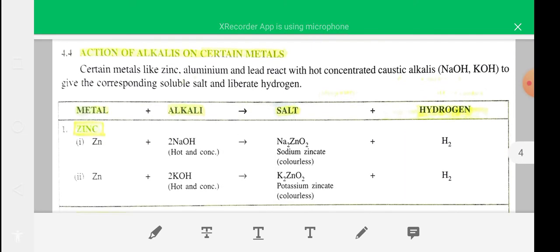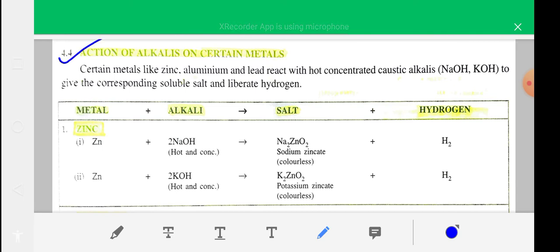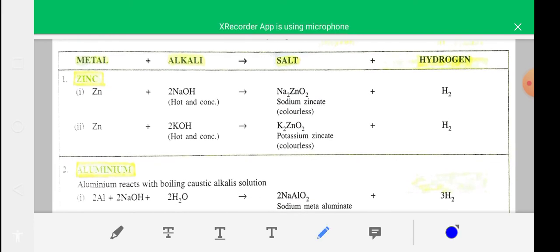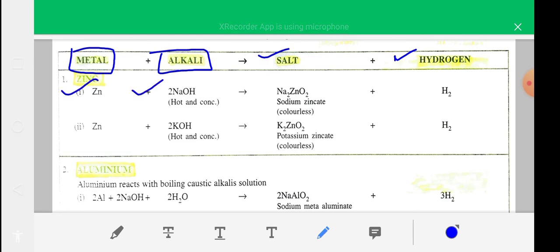Now here the action of alkali on certain metals is given. Action of alkalis like NaOH, KOH on certain metals, not certain metal salts. So here you have to read about the action of alkalis like sodium hydroxide and potassium hydroxide on certain metals like zinc and aluminium, and you will get salt and hydrogen. So when zinc Zn is treated with sodium hydroxide, you will get sodium zincate Na2ZnO2 and hydrogen gas.